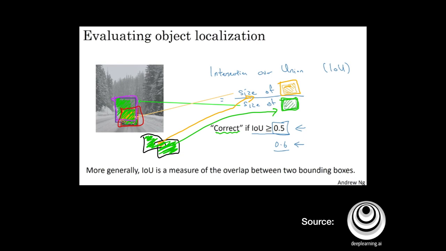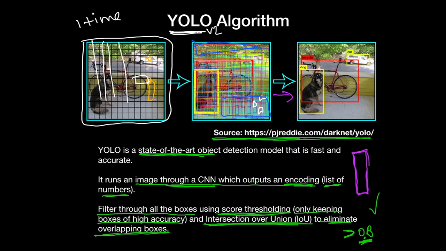And what you can also do is up this ratio. So you could have 0.6, or 0.7, or 0.8. It really depends on what threshold you've discovered works best when using your YOLO algorithm. And as a whole, the IOU is a measure of the overlap between two bounding boxes.